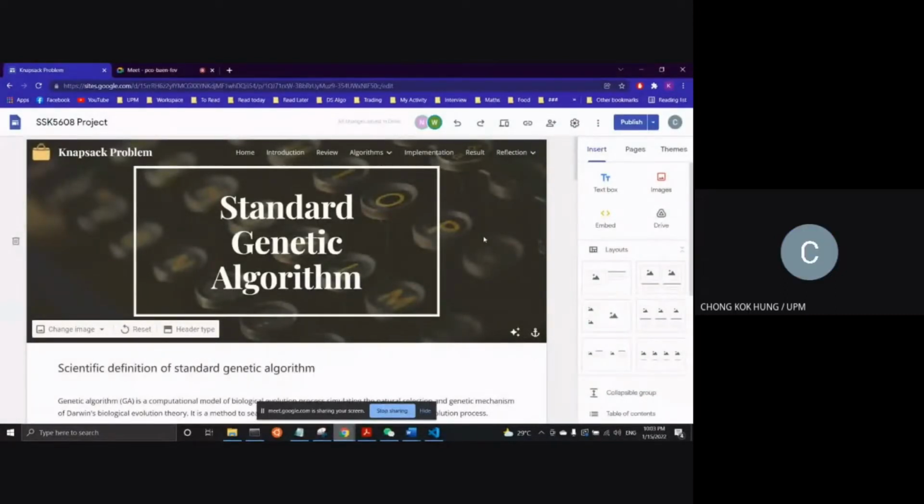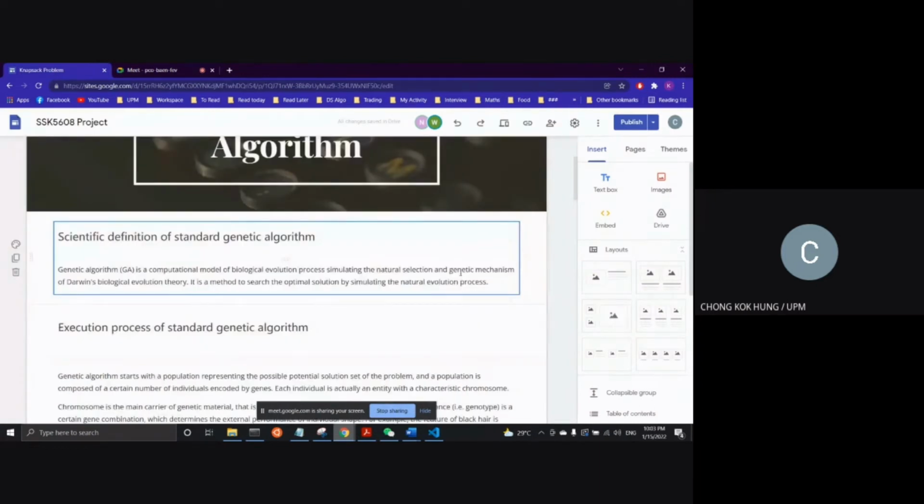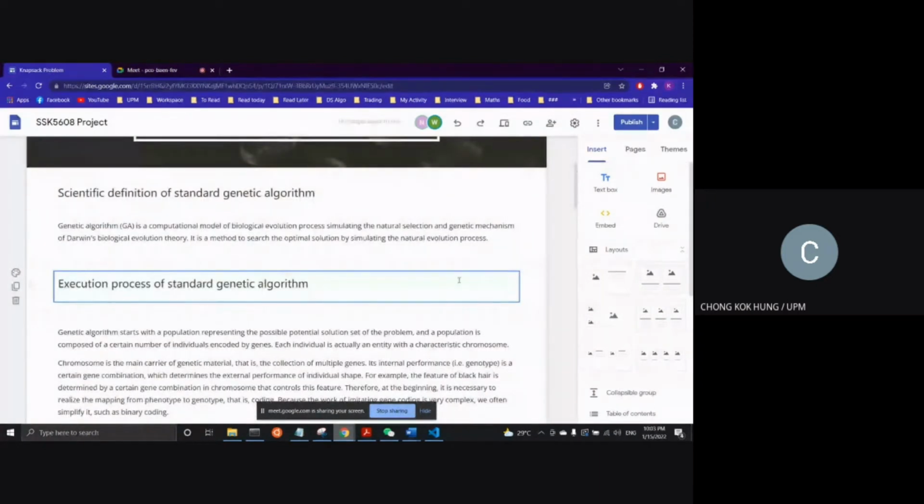Yeah, so basically in this project, we are going to examine 5 evolutionary computing algorithms. The first one is the standard genetic algorithm. Basically, a genetic algorithm is a computational model of the biological evolution process which simulates the natural selection and genetic mechanism of Darwin's biological evolution theory. So it is basically a method to search for the optimal solution by simulating the natural evolution process.